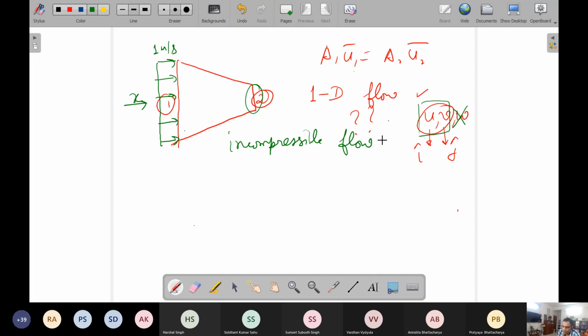Incompressible flow is quite clear because we have used this, right? But 2D is not obvious. I have told that the flow may not be 2D, but the geometry is 2D. That means you can have, say, a cylindrical nozzle, something like that.